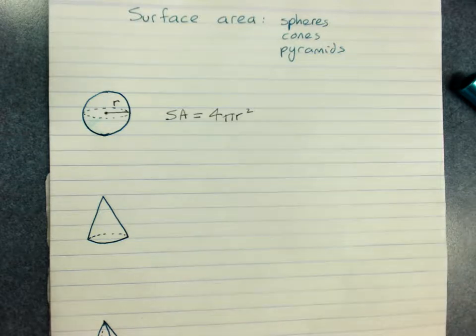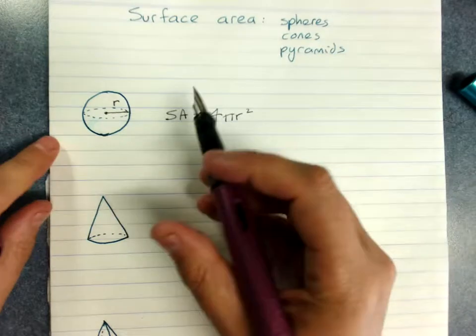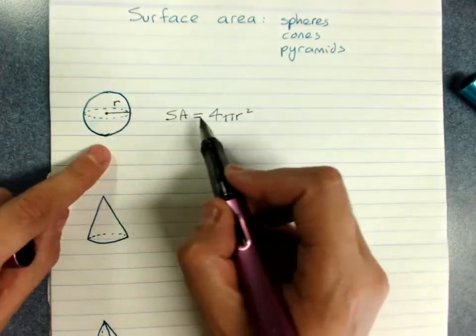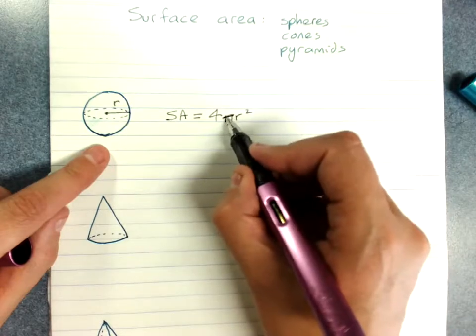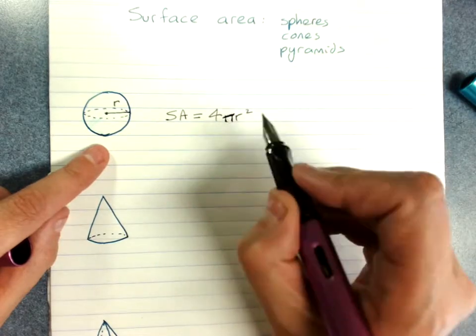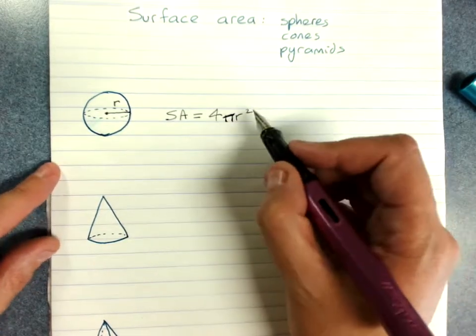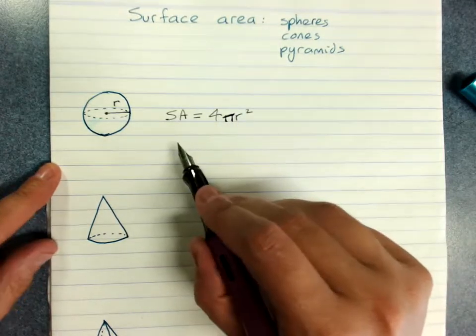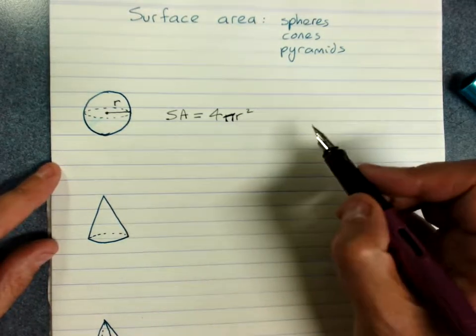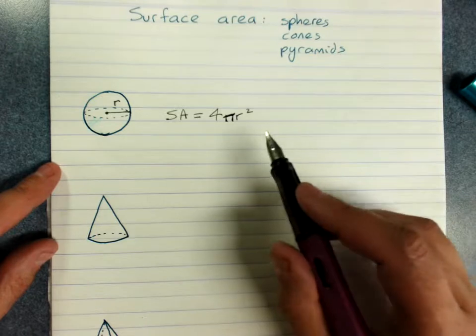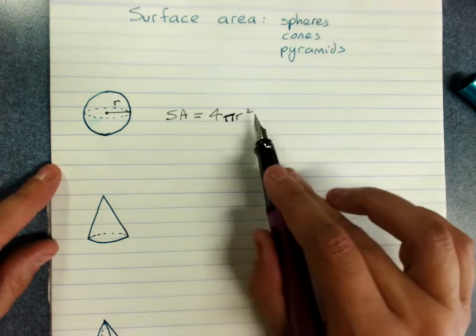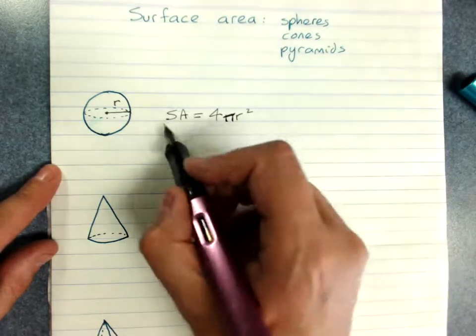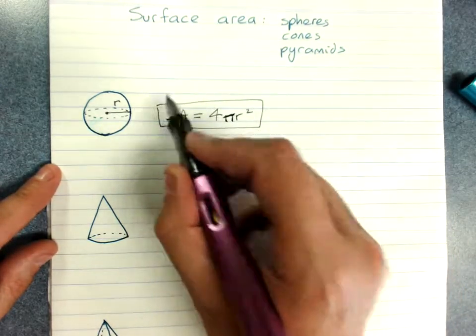Surface area of spheres, cones and pyramids. So the surface area of a sphere, we use the radius, of course, and it's 4 times pi times the radius squared. Don't get the surface area formula mixed up with the volume formula, 4/3 pi r cubed. Don't get it mixed up with the circle area formula, just pi r squared, so you do have to get the correct surface area for a sphere.